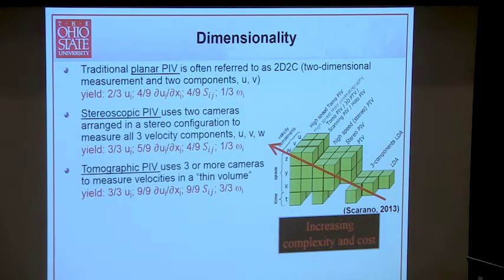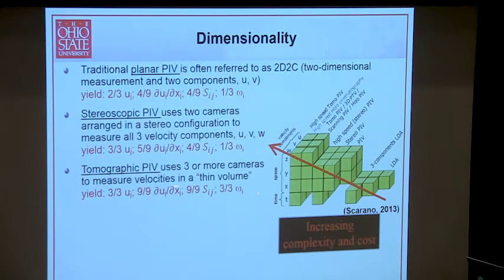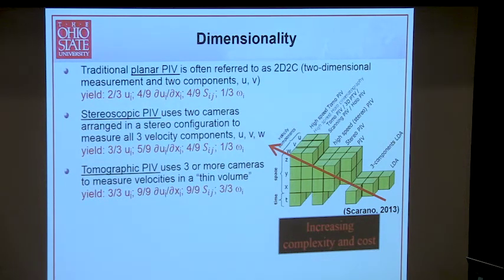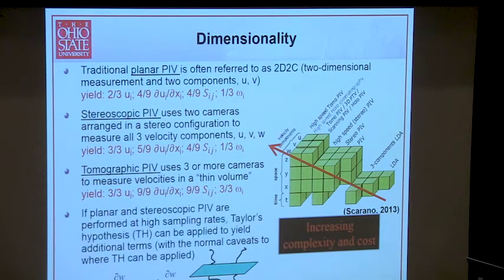Now, if we go to tomographic PIV, we use 3 or more cameras, typically 4, to measure velocity in a volume, and we get everything, okay? So there's a substantial jump going from stereo to tomographic. There's also a substantial jump in effort, and we'll talk about this. Stereoscopic is a straightforward extension from traditional planar PIV.